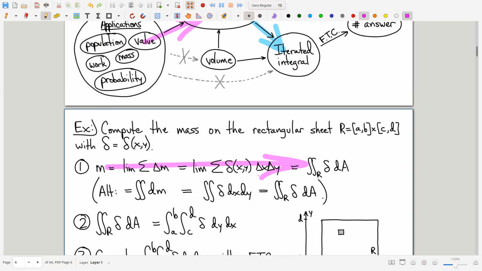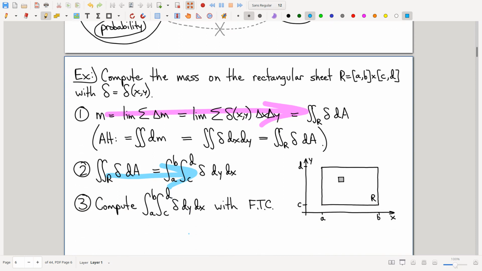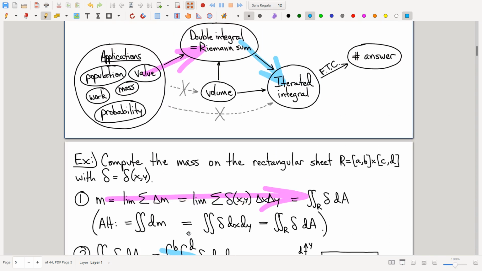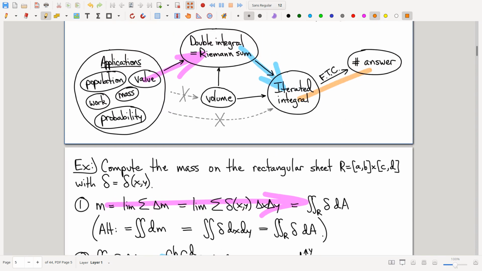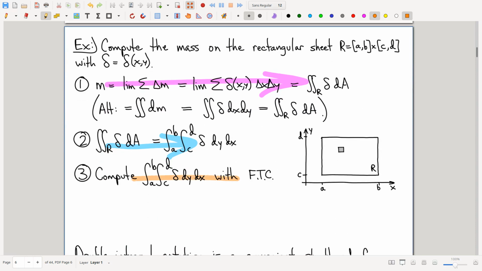Step 1, write the application as a double integral. Step 2, argue that double integrals are iterated integrals. That's already a theorem. There's hardly anything even to be done there, but we do have to doff the cap to the relevant point that double integrals can be computed with iterated integrals. Write that down. And then step 3, crank it out, plug and chug, because we know how to do iterated integrals. You compute iterated integrals with the fundamental theorem of calculus. Off you go.